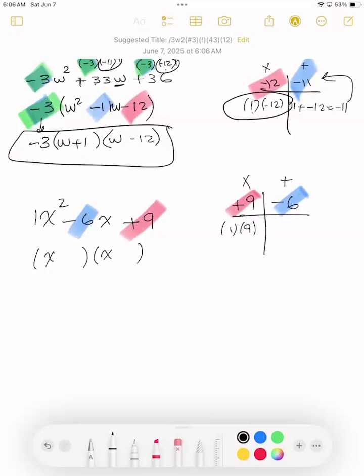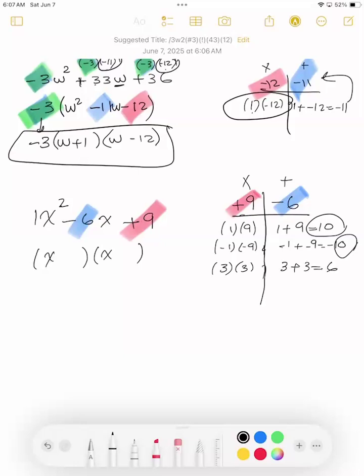1 times 9 is 9, but 1 and 9 is 10. Negative 1 times negative 9 is 9, but negative 1 plus negative 9 is negative 10. I want to get a negative 6 here. So then I go after 3. 3 times 3 is 9, but 3 and 3 is positive 6. I want negative 6. Negative 3 times negative 3 is positive 9, and if I add them, I get negative 6. So these are the factors.